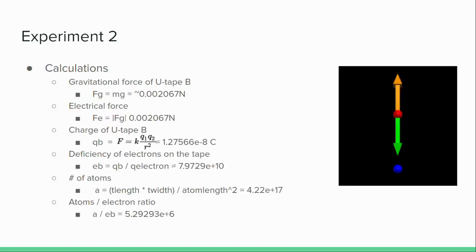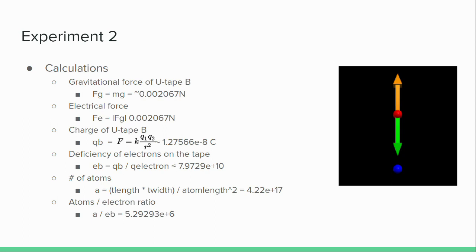And now we need to conduct some calculations for this experiment. The first one we'll conduct is to find the gravitational force on U-tape B when it is at rest. We can do this by using Newton's second law and multiplying the mass of the tape by the gravitational constant to get the value shown on screen. The second equation we'll conduct is to find the electrical force of the tape. Since the tape is not experiencing momentum, this value is equal to the absolute value of the gravitational force. Now that we have the electrical force of U-tape B, we can use it to find the charge. Using Coulomb's law, we get the value shown on screen.